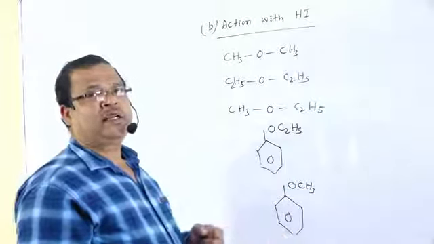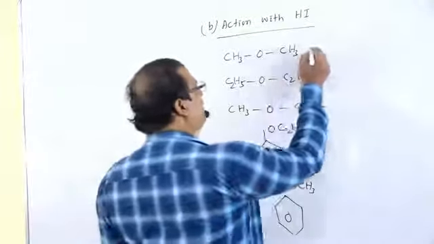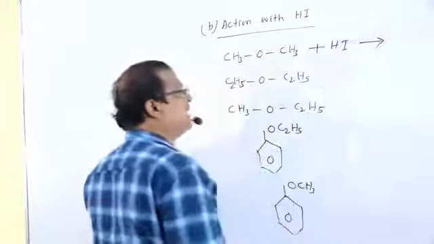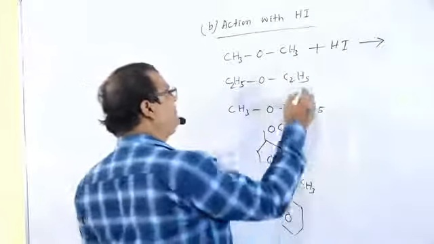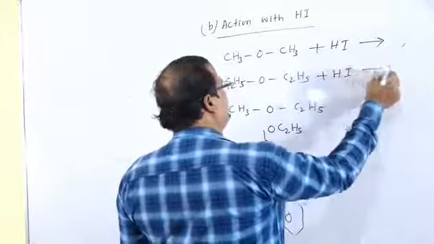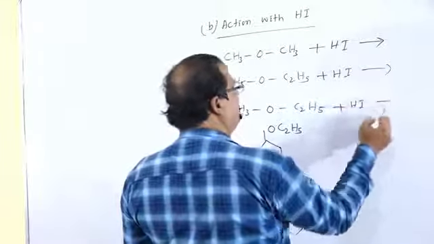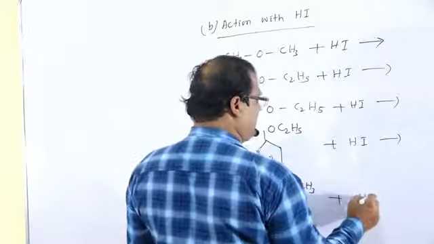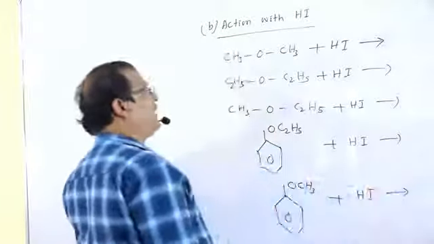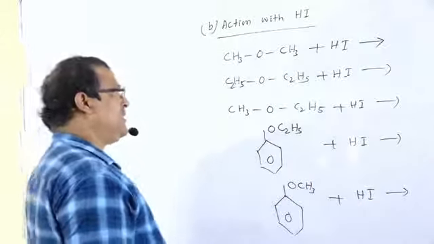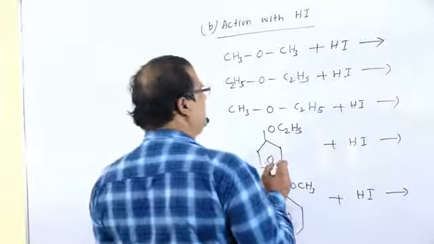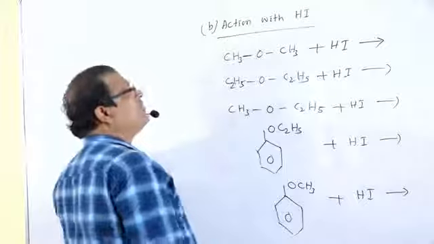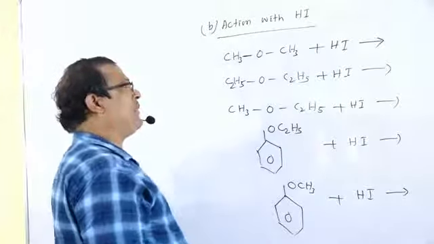Then how does the cleavage take place? Whenever this compound is treated with HI, that is hydroiodic acid, hydrobromic acid, etc., in all these cases we have treated the ether with HI. So what will be the product? The bond which contains the lesser number of carbon atoms will break.